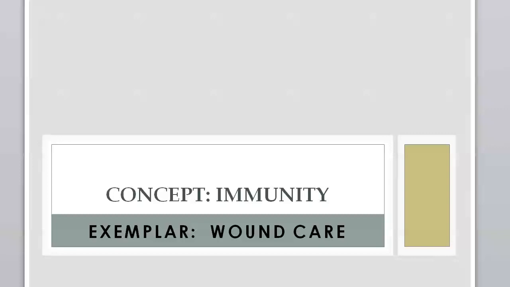disease. So let's look at this PowerPoint right now, and our concept again is immunity, and our exemplar is wound care. And when any person or one of our patients develops a type of wound, our goal is to hope that that wound can heal properly. And we're going to talk now in the following slides about the different types of wound healing.